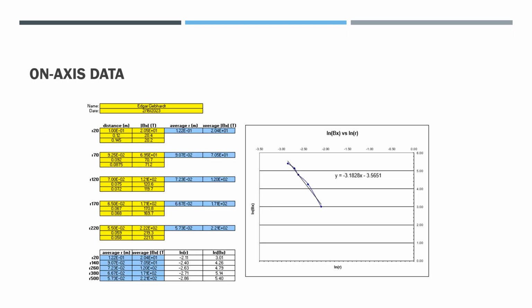Here's our on-axis data. Essentially, we just recorded it. It seemed there was a relationship: as the phone got closer, the magnetic field increased greatly, needing less distance to go up more, and we linearized our data and put it into this graph.